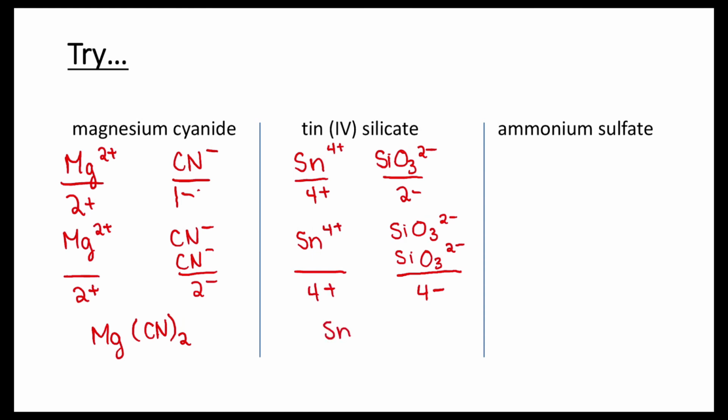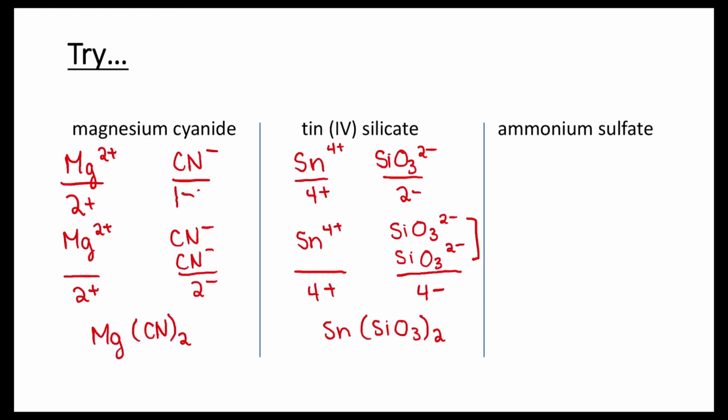Tin, we only have 1, but the brackets, SiO3, and we have 2 of them. So you don't need the brackets unless you have more than 1 when we're balancing out the charges.